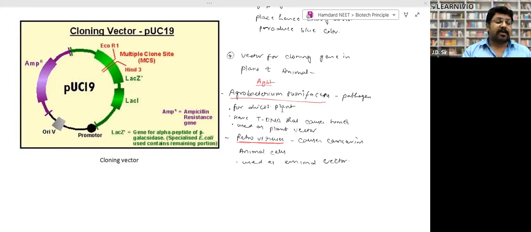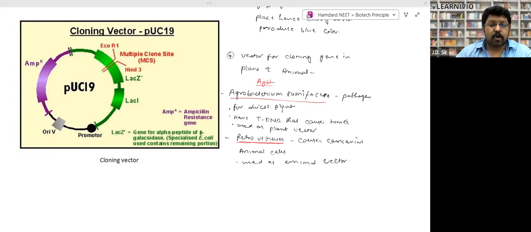When we use this plasmid, we cut down this T-DNA, meaning we remove the cancer-causing part of that plasmid. Now we call that plasmid the Ti plasmid. Clear? Now this Ti plasmid is used as a vector to transfer genes in plants. Is it clear or not? Yes. Okay.